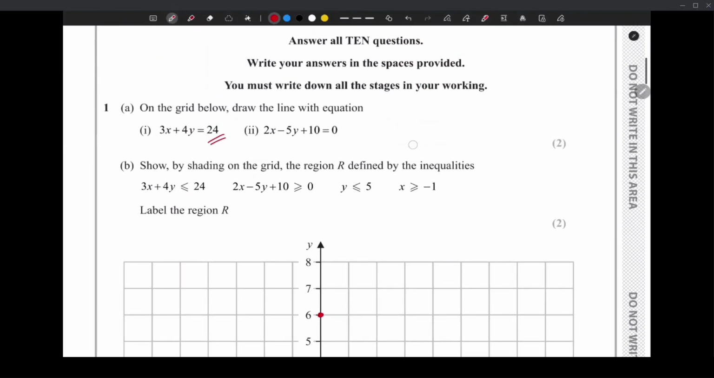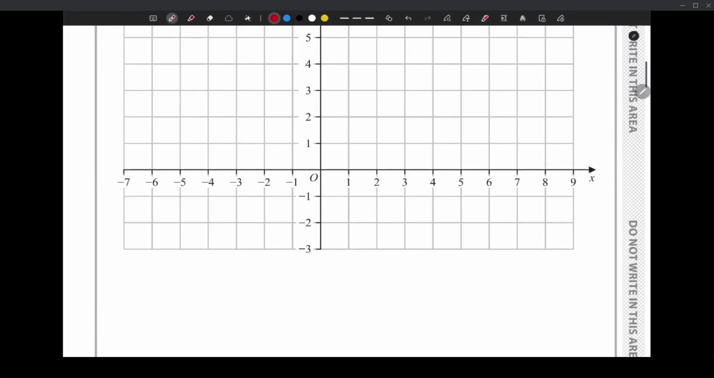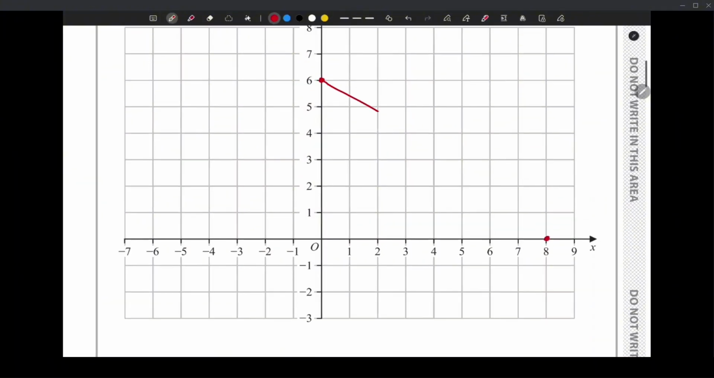And in order to find the other point, we know that at the x-axis the value of y is 0. So we can say that 3x plus 4 times 0, which is 0, equals 24. So the value of x is 8. So this is one of the coordinates. Now we can just join these 2 points.